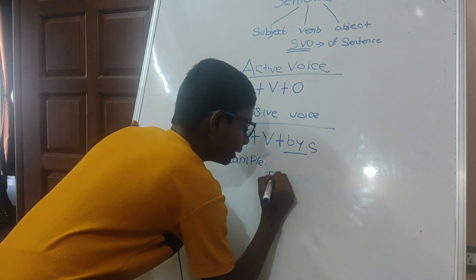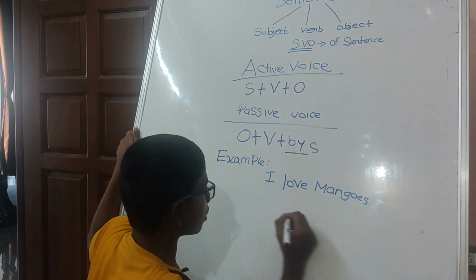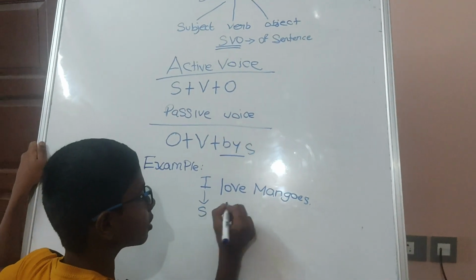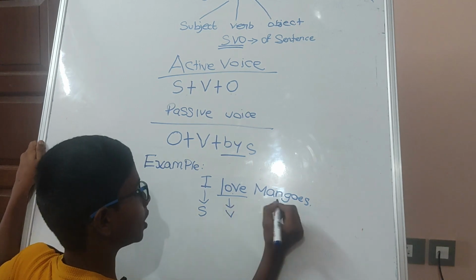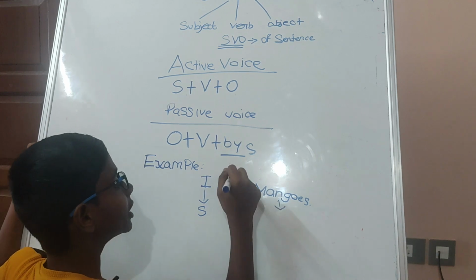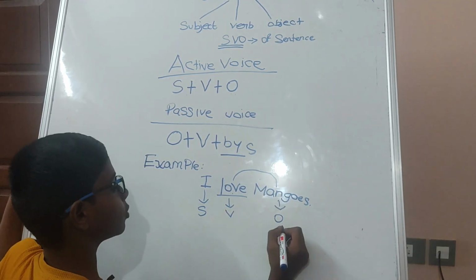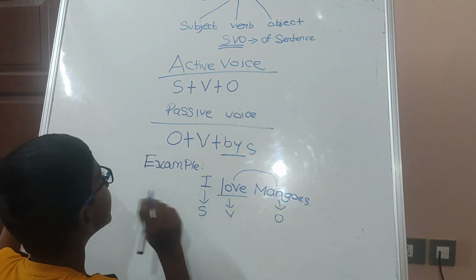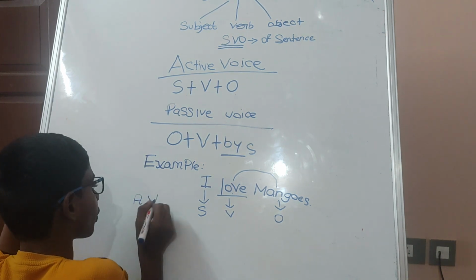Okay, I love mangoes. In this sentence, I is the subject, love is the action being done, so it is the verb, and this is the object because this is receiving the action love. So this is an S, V and O sentence. So what is an S, V and O sentence? It is the active voice. So this sentence is active voice.